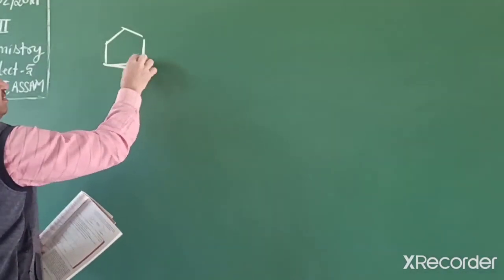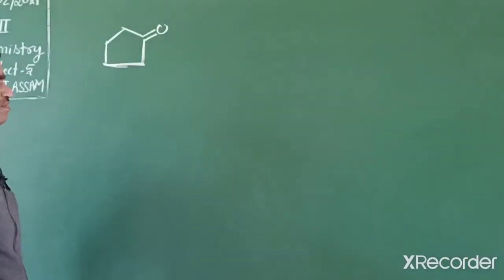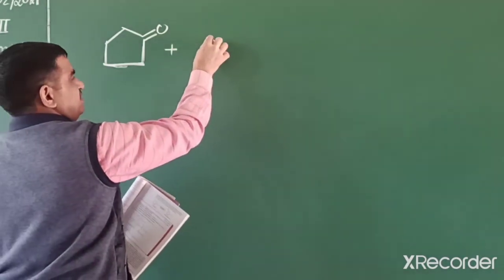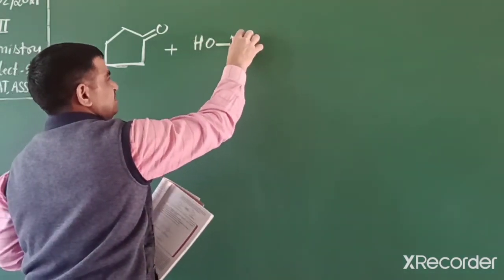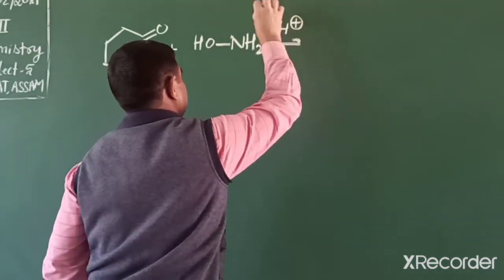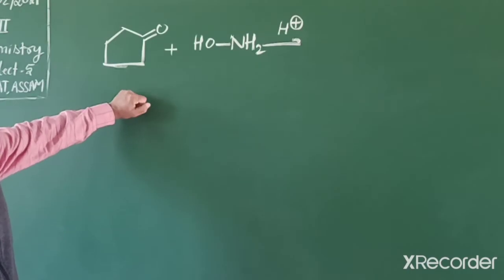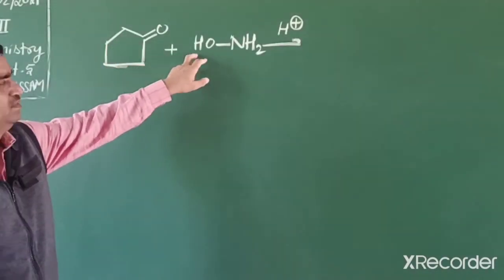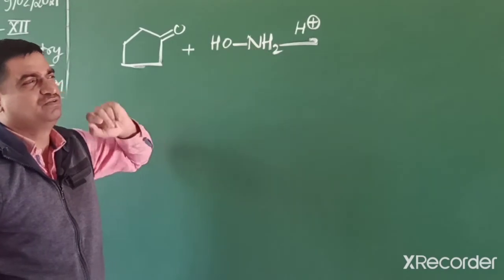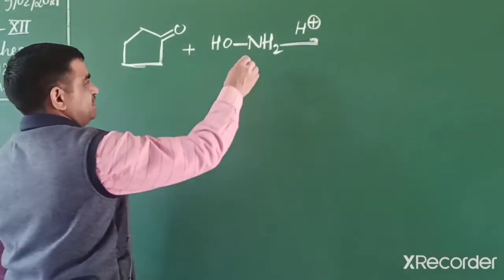Next reaction, predict the product of the following reaction. Such a type of reaction is given: cyclopentanone reacts with a reagent written in this way, in presence of acidic medium. So students, at first what we observe is that this one is a cyclic ketone, a carbonyl compound, and this one is a hydroxylamine compound. Generally students remove the water molecule from this side, but in this reaction what happens?